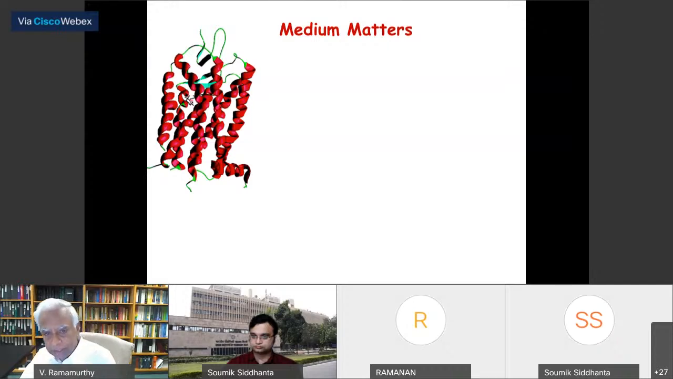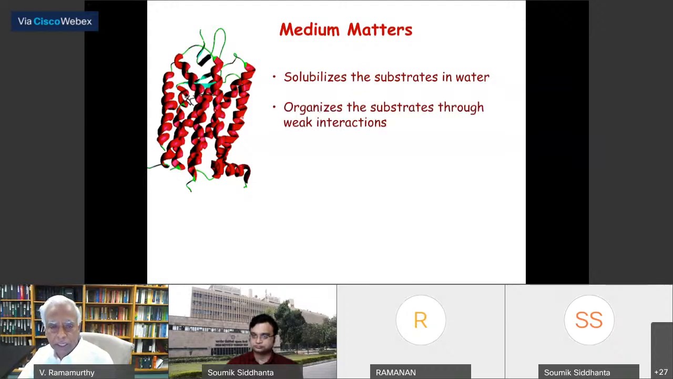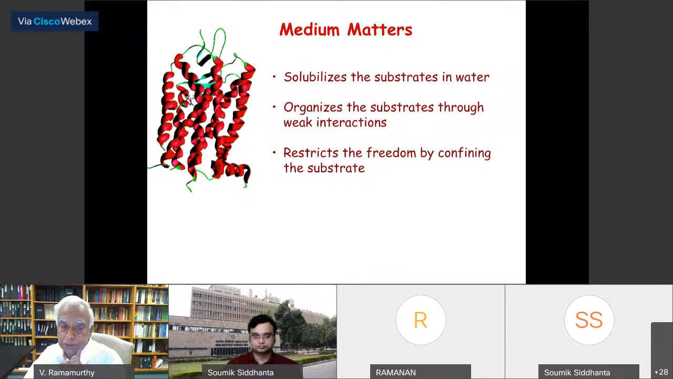The way it takes place, first of all, this retinol is not water soluble, but somehow it is made water soluble. This big protein solubilizes this molecule. And then it holds it in highly specific orientations and arrangements with the help of weak interactions, that is, the interactions between, we call this a guest, and this is a host. And also, by restricting its motions, it makes it reactive very selectively.